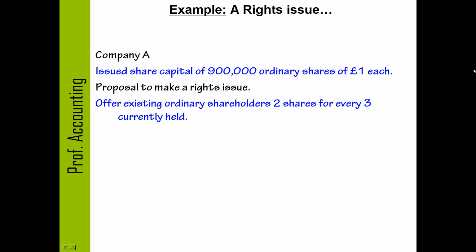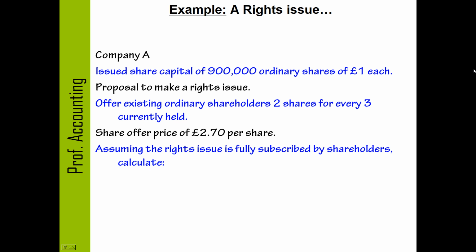So I'll explain in a moment what this offer means. Assuming the rights issue is fully subscribed, again, fully subscribed is a term that you need to be familiar with, by shareholders. Calculate. So I'll just put these on the slide so you can see what we're going to do. I want the cash received from the rights issue. So yes, we do get money from shareholders from this rights issue. And I want the increase in the share premium from the rights issue. So a new term, share premium. And I will go through what that is.